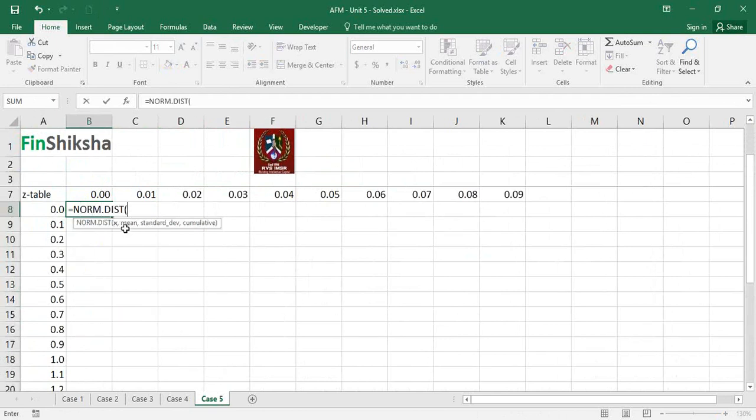norm.dist. What is x? X is this plus this. We are looking at these two values, right? This plus this. What is the mean in a standard normal function? Mean is 0. Standard deviation is 1. And cumulative, we want the cumulative distribution function, so we will say 1 or true. Close this. Because it's 0 standard deviation, the value should be 50%, right?